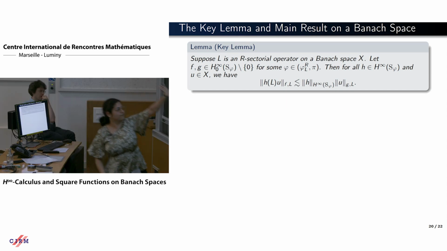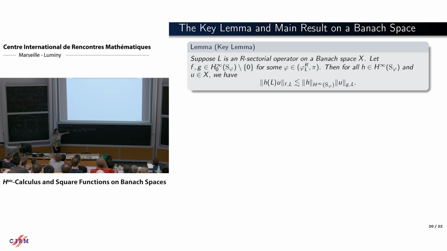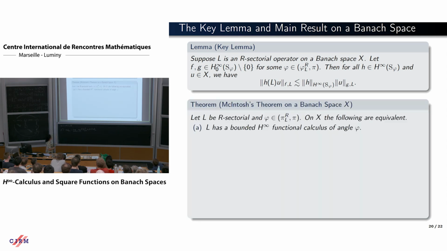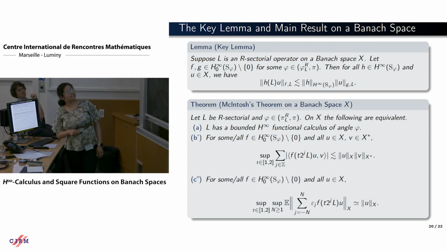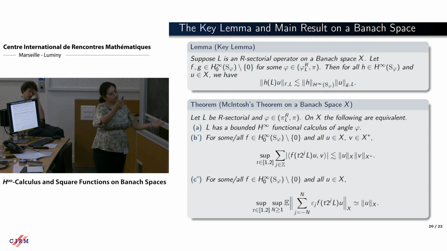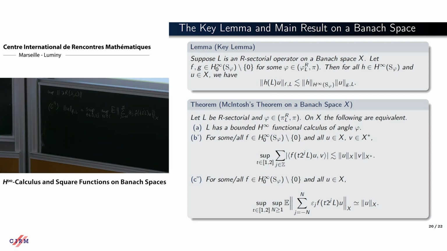Remember the norms that I have given is exactly here what I have written again. And this brought me down to the Macintosh theorem in the Banach space setting. And we have that L has a bounded H-infinity functional calculus. Then we come down to the point of having the bilinear estimates and then the square functions, or R-bounded square sums, you can call this.